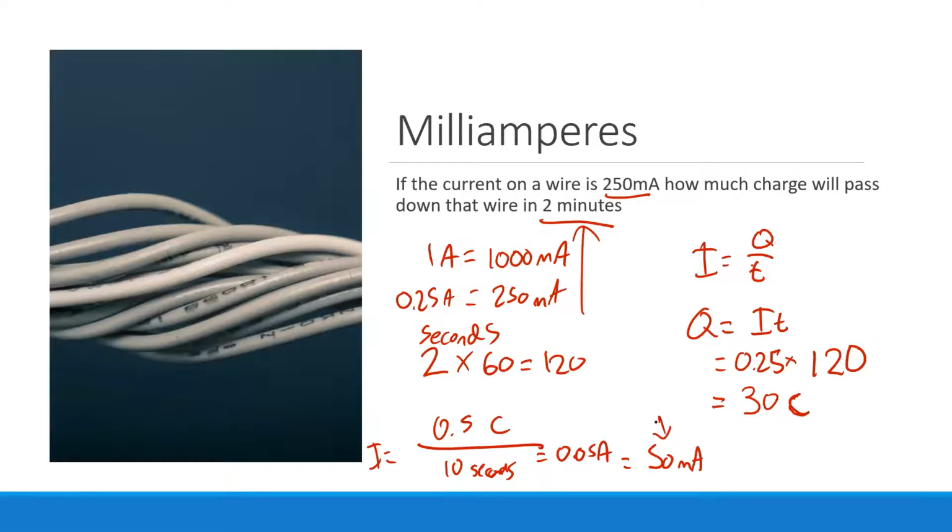That's what we would prefer if we were doing circuits and stuff, because a lot of currents in circuits are measured in milliamps. Both of them are correct though, so don't think you'll get the answer wrong if you do the one on the left. I'm just showing you, you can do it different ways.